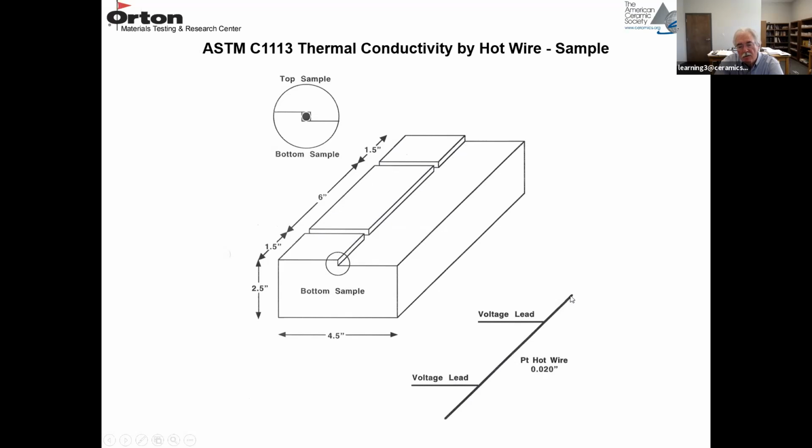So here's what your platinum hot wire looks like. This wire lays right in the edge of this step, and then the two voltage leads come out through these two slots. You grind a second brick exactly like this brick, but with no voltage leads. And you take the brick and put it on top and slide it together. So you end up with something that looks like this: your bottom brick, your top brick with the steps ground in it. You slide them together and compress the wire in that space. So the wire is now embedded between two bricks.